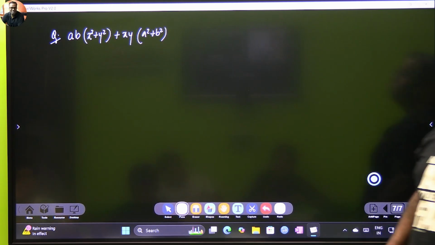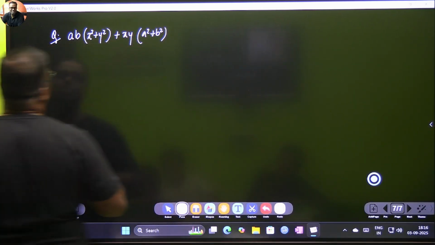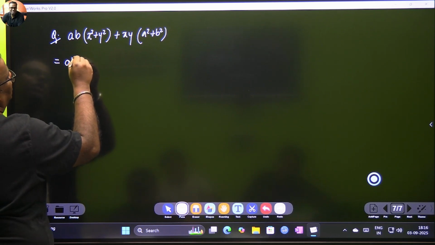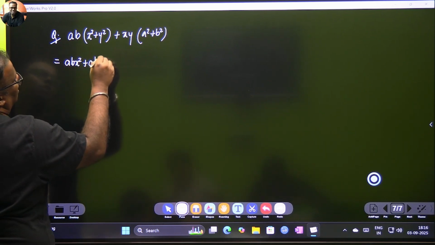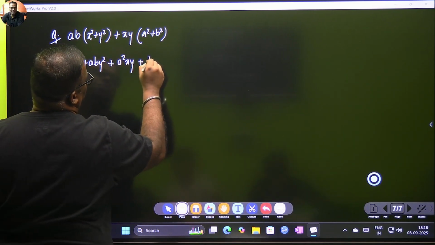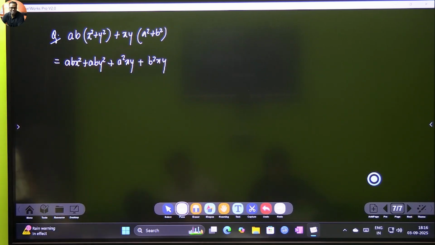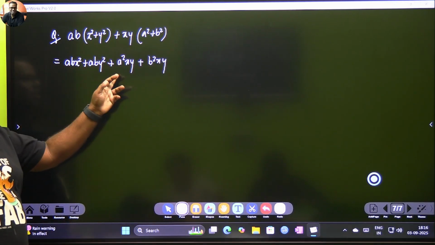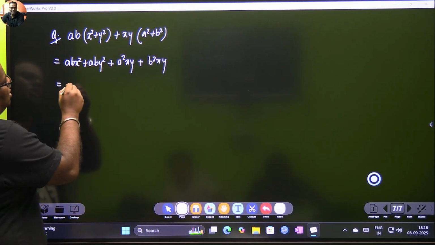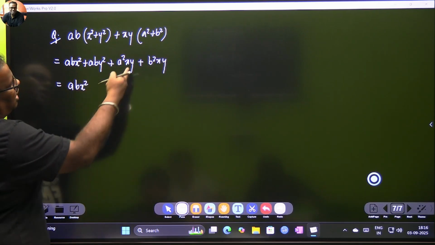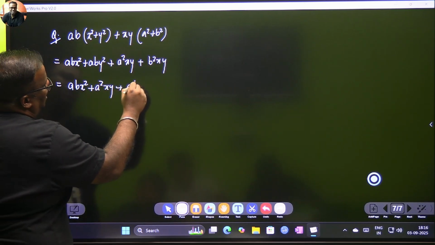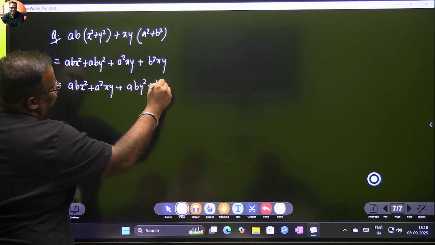Okay, so let's do this. We'll open up everything and then we will see what all we can take common. This becomes abx square plus aby square plus a square xy plus b square xy, right? Now whatever you can, start taking common. Let's bring abx square and let's bring a square xy, and here we have aby square and we have b square xy.